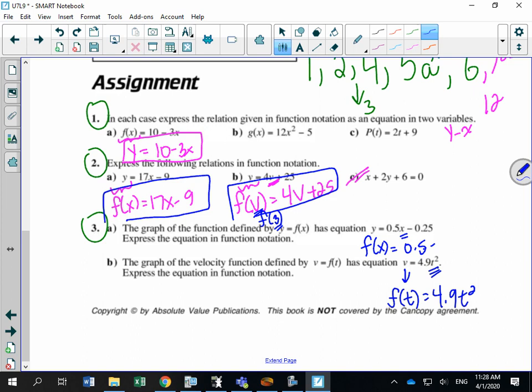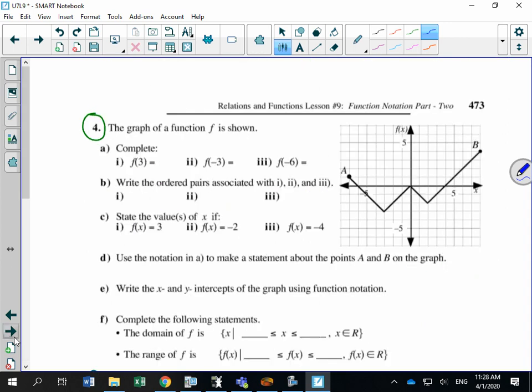0.5x minus 0.25. Number 4, this is exactly like we did in that last class example. So I want you to take your time with this. And if you need to, look at my last class example, right?